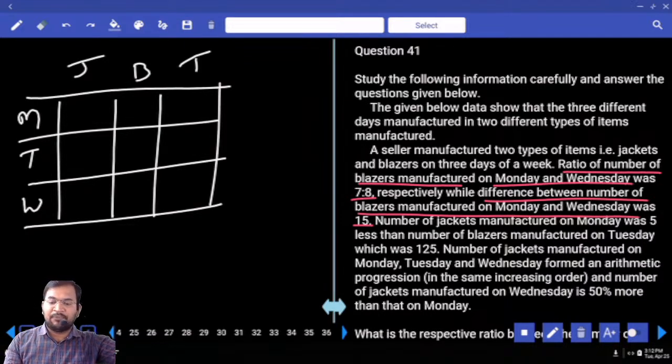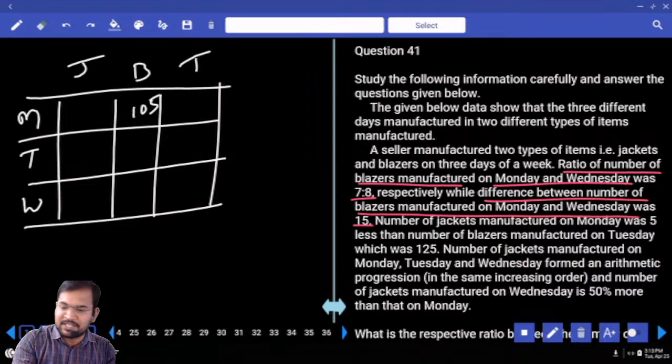Now the difference is 15. 7 parts, 2 parts... the difference is 1 part, and 1 part is 15. Then 7 parts is the blazers: 105. Monday is 105, Wednesday is 120. Difference is 15.